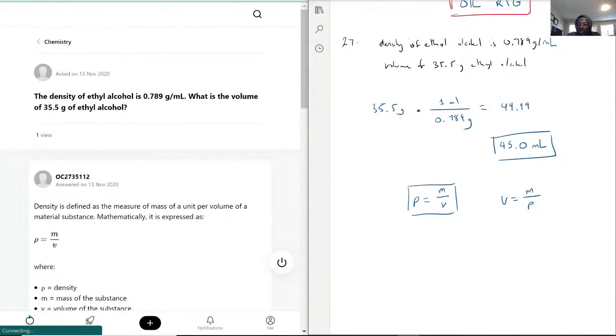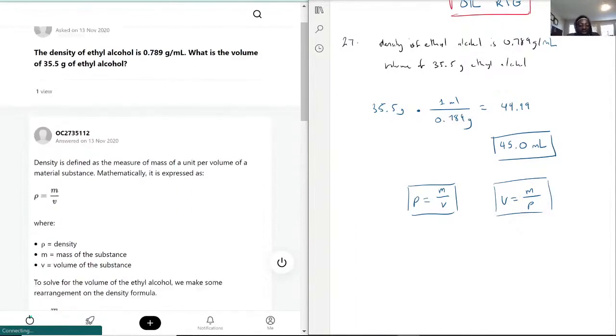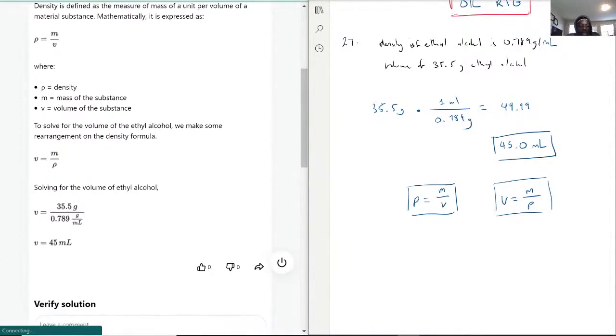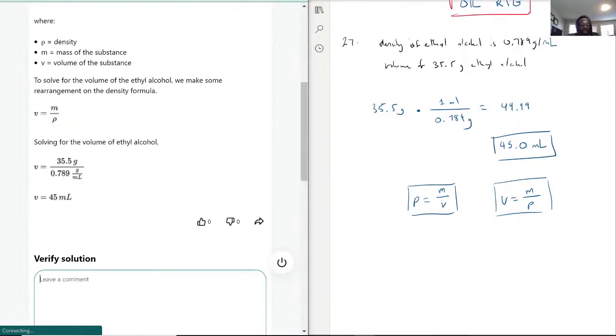But I didn't need to know that formula per se because I was able to look at the units and make sure that I was canceling the right units. Okay, so just another trick. That way you don't feel like you're being overwhelmed by all these equations you have to memorize. But yeah, that's what they did here. They rearranged it, and exactly, they got 45 mils. So this is correct.